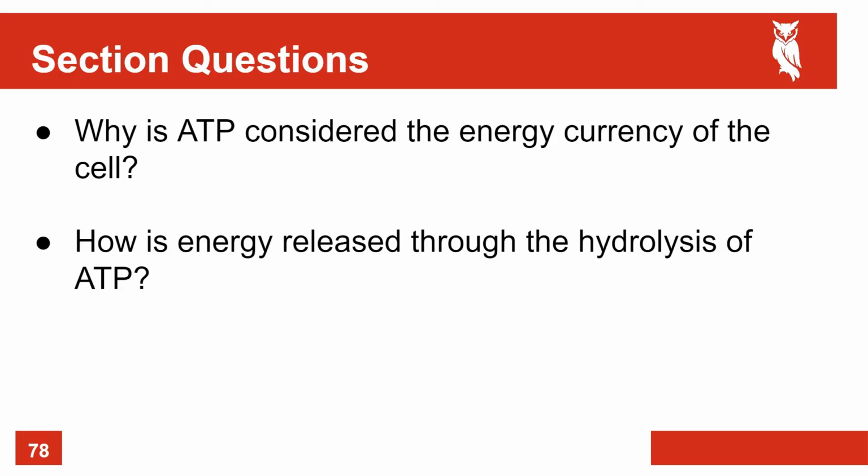How is energy released through the hydrolysis of ATP? Hydrolysis does what? Breaks down. Breaks water, breaks stuff apart. What happens when that gamma phosphate is removed? It does what? Say kinetic energy, that's wrong. I mean, energy. What does it do with energy?